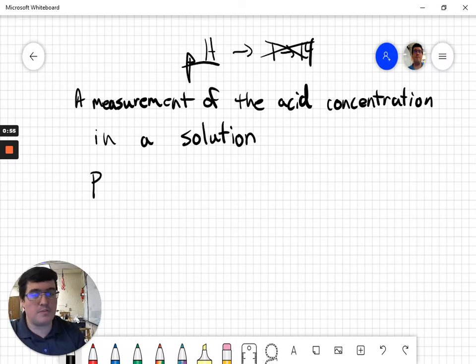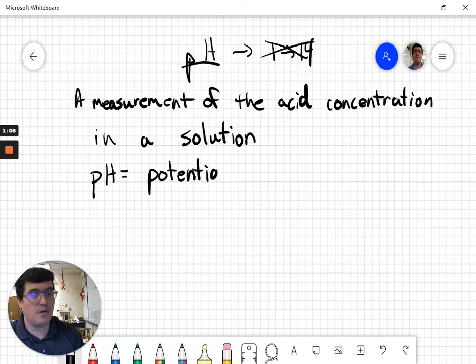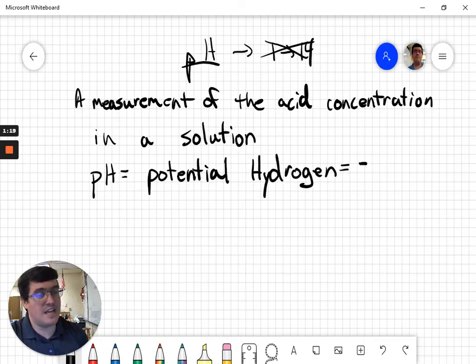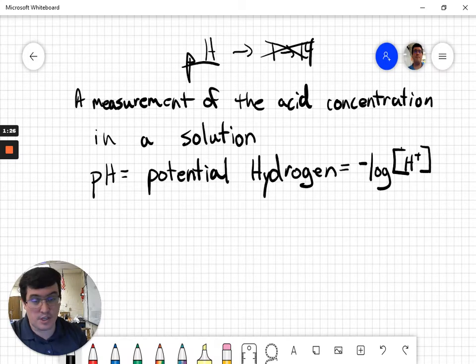And believe it or not, pH was first measured using electric potential. And so the P in pH actually stands for potential. Hydrogen, right? So H is hydrogen. So pH is potential hydrogen. And the mathematical relationship of pH is that pH is the negative log of the hydrogen concentration in a solution.